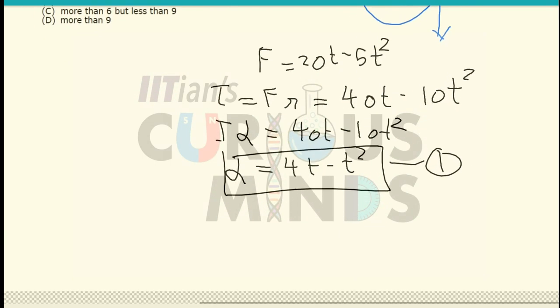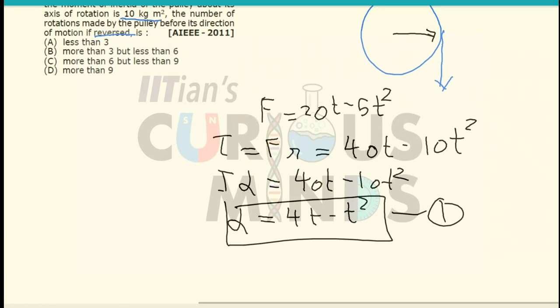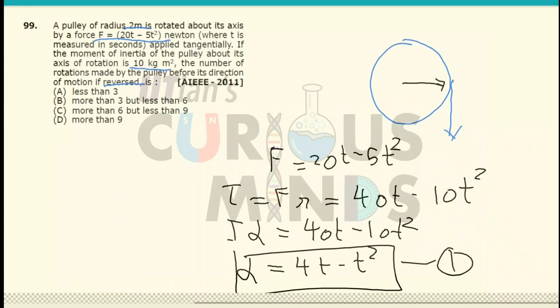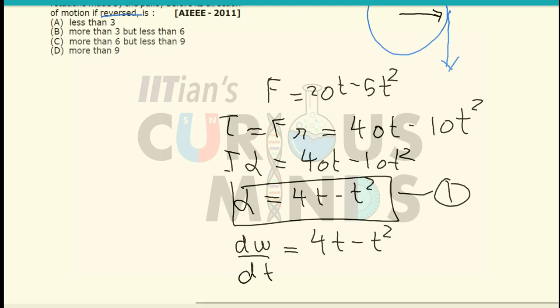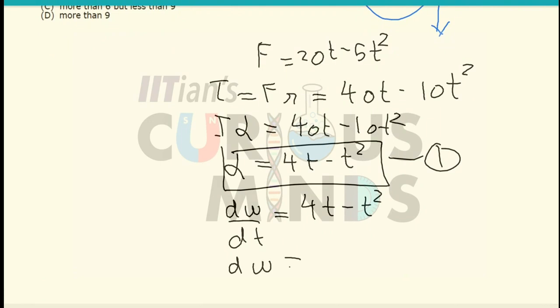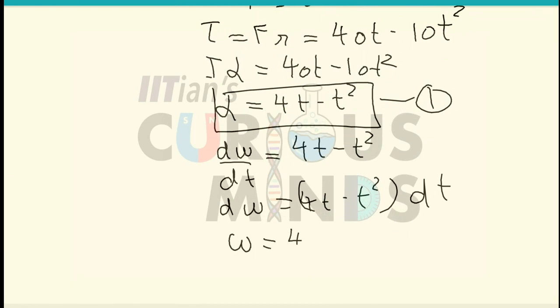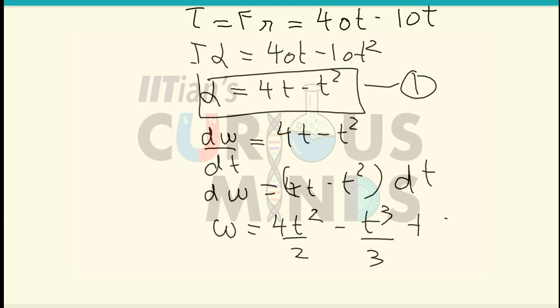In order to get the number of rotations, first let us see when the direction will be reversed. You can clearly see α is equal to 4t − t². Now α can be written as dω/dt, the rate of change of angular velocity, which is equal to 4t − t². So dω = (4t − t²) dt. When I integrate on both sides, ω will be equal to 4t²/2 − t³/3 plus c, plus the limits of integration.